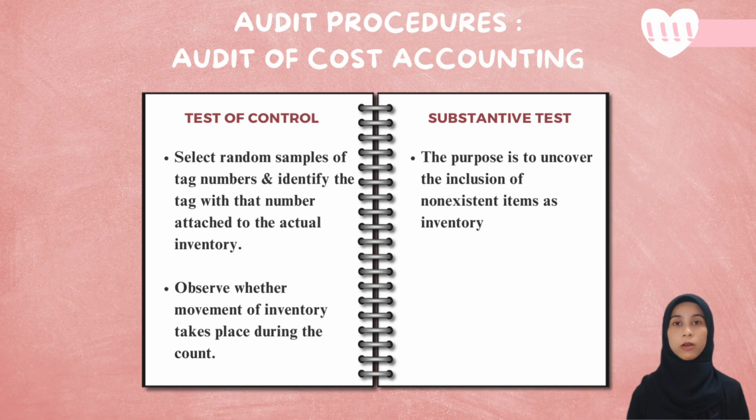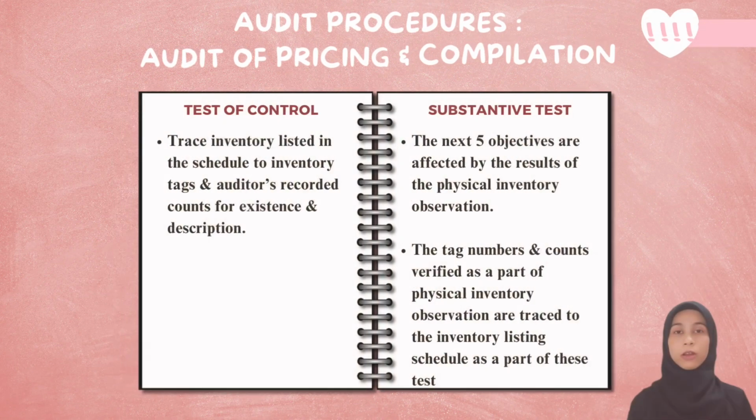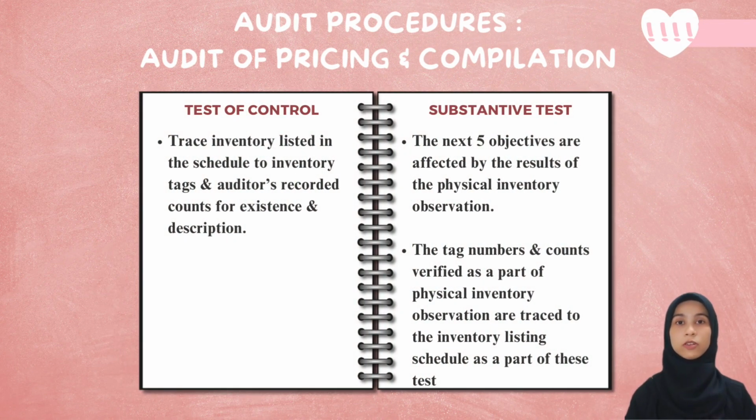physical inventory count. Audit procedures for audit of cost accounting. For test of control, select a random sample of the tag numbers and identify the tag with the number attached to the actual inventory. Second, observe whether movement of inventory takes place during the count. For a substantive test, the purpose is to uncover the inclusion of non-existent items as inventory. For audit of pricing and calculation, test of control is to trace inventory listed in the schedule to inventory tags and auditor recorded counts for inventory and description.